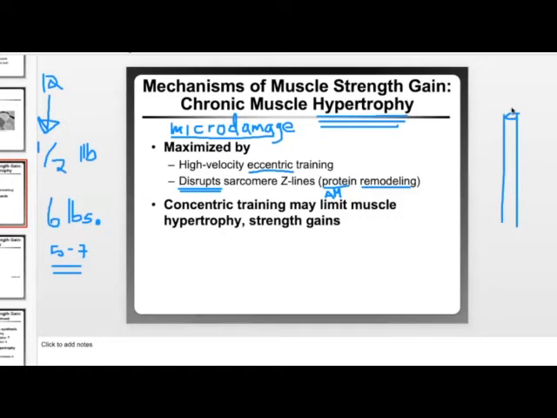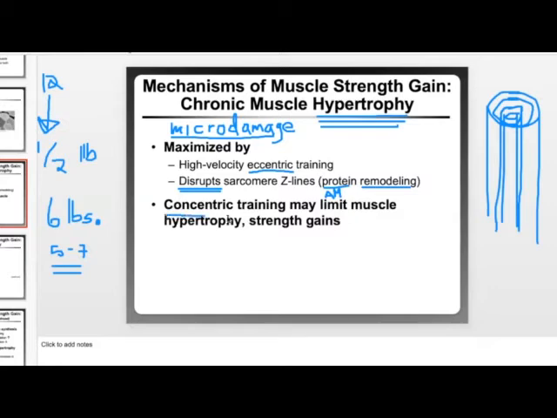And the way that they're going to be remodeled is another layer of actin and myosin is going to grow around the initial layer and make that muscle fiber a little bit thicker. And then eventually, thicker and thicker and thicker muscle fibers, all right, result in bigger muscles. So that's what this protein remodeling is doing.